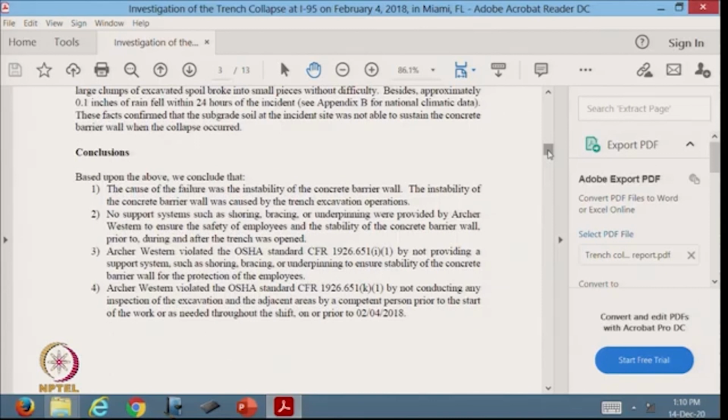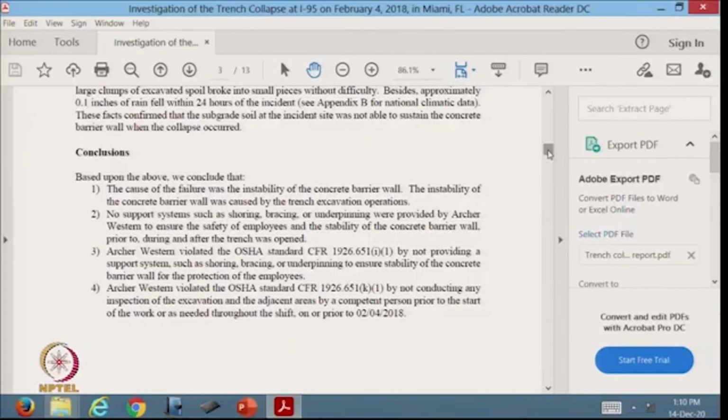So this is how an accident investigation has to be documented. Okay, I brought this only to show you a sample.